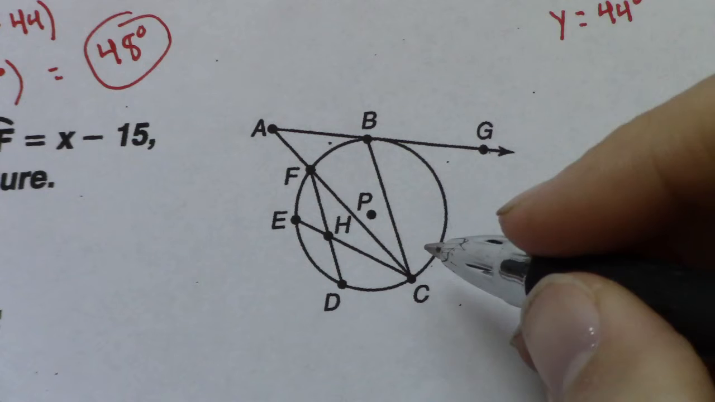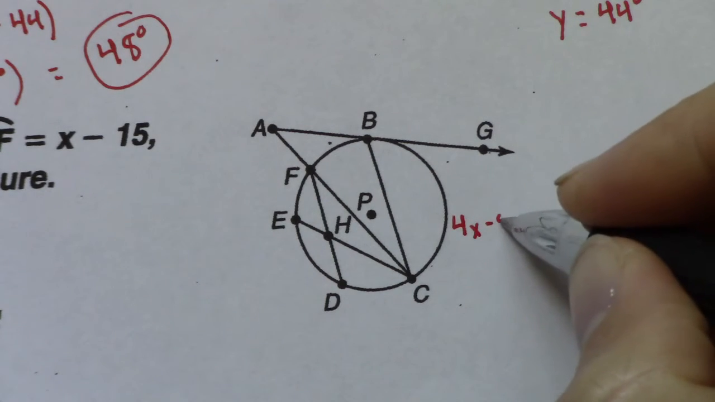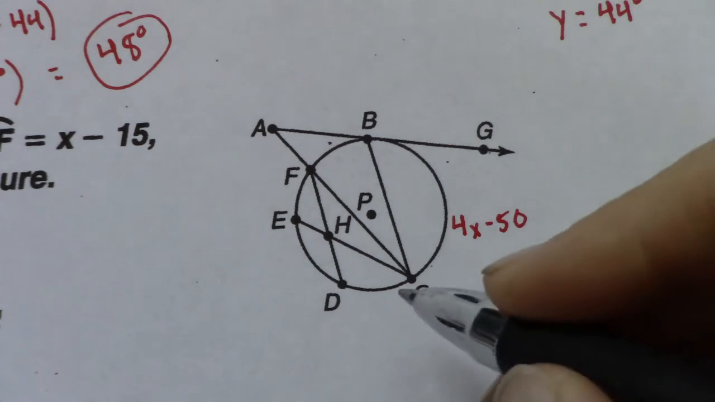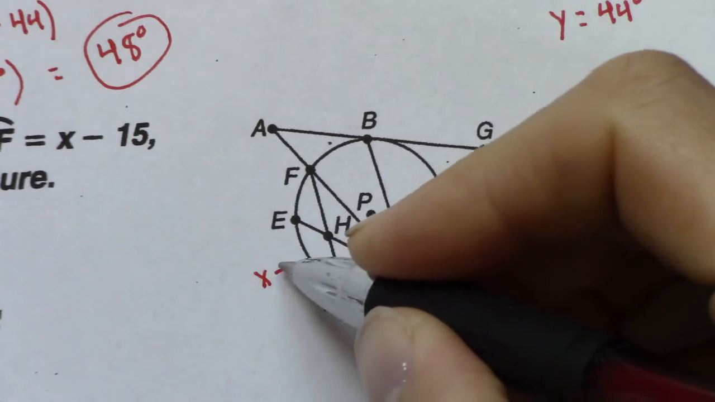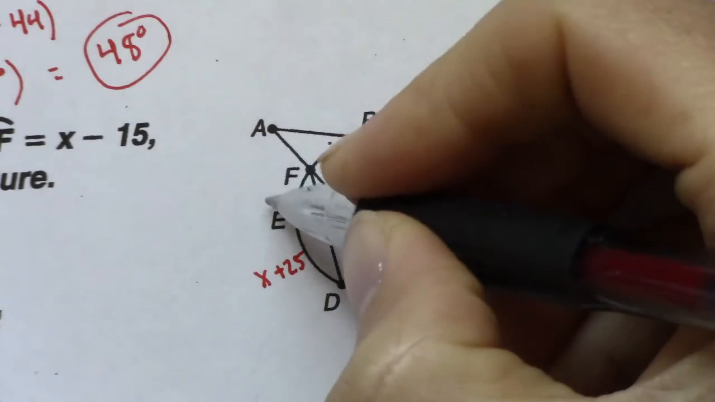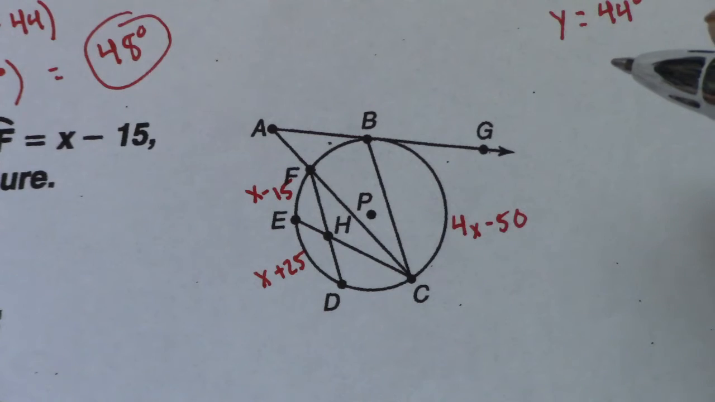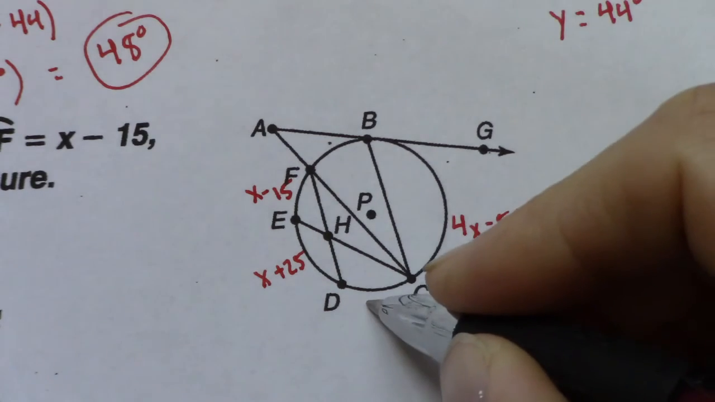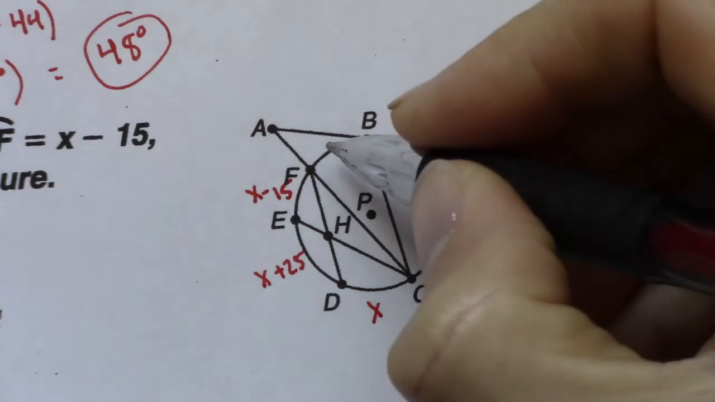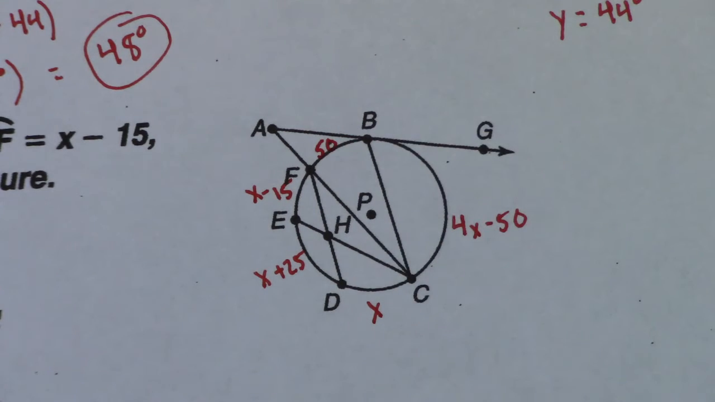So BC is 4x minus 50. DE is x plus 25. EF is x minus 15. CD is x and FB is 50. So they were nice and they gave us all the values.